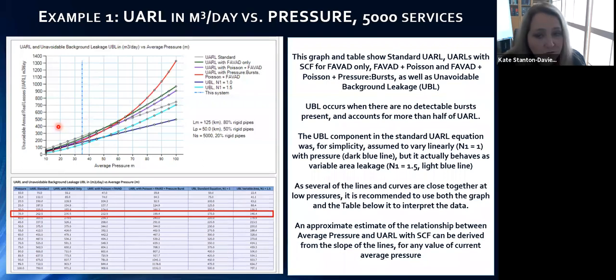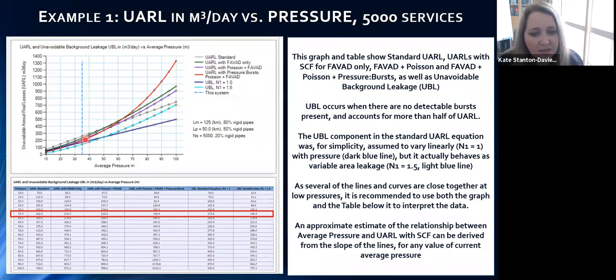And in the original UARL equation, the unavoidable background leakage component was assumed to vary linearly with pressure. So on this graph, we do have a calculation for the unavoidable background leakage using an N1 of 1. But now we know that it actually behaves as variable area leakage. So we actually have, in the light blue curve, a calculation specific for this particular system of unavoidable background leakage using an N1 of 1.5.